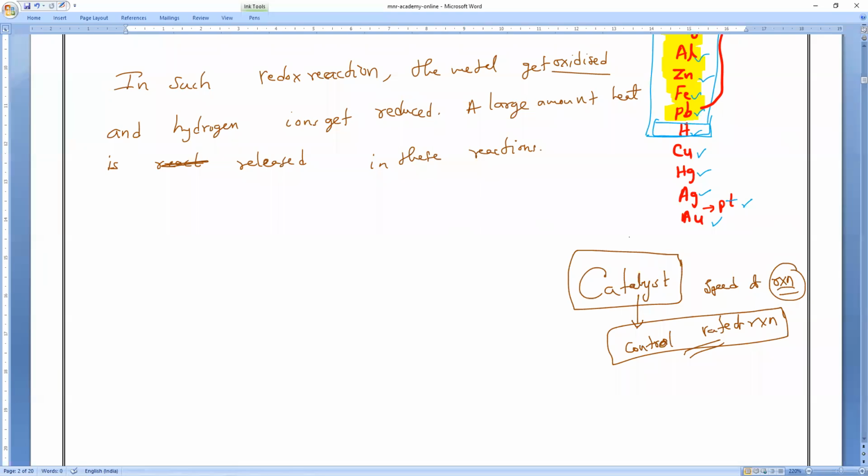Now, here we are not using any kind of catalyst, but the speed of reaction depends upon the nature of the acids as well as the metals. Either the acid is a mineral acid or an organic acid, or the metal is a more reactive metal or a less reactive metal. Who will react faster, mineral acids or organic acids? Mineral acids. That is what you have to remember.